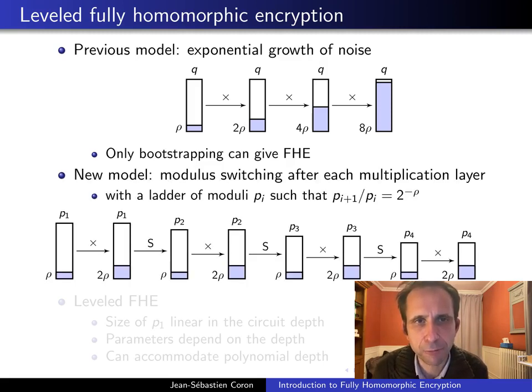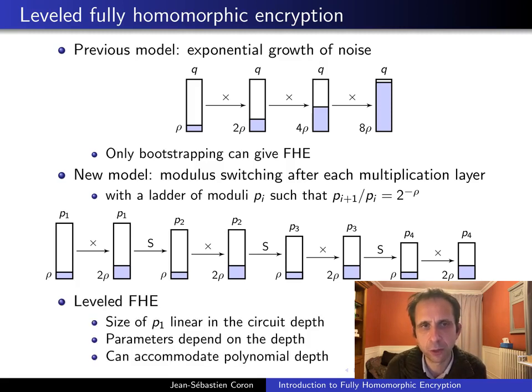but this is quite costly. But here we have a new model in which we can perform the modulus switching after each multiplication layer. So we start with a ciphertext with noise rho, and we multiply two such ciphertexts, we get 2 rho, and then we can perform the modulus switching. So we switch to a new modulus P2, and we have noise rho again. So if we perform a new multiplication, we have 2 rho as a noise, and then we can again perform a modulus switching, to get rho again, and then 2 rho, and so on. And for this we need to use a ladder of moduli Pi, such that the ratio between two successive Pi's is roughly 2 to minus rho.